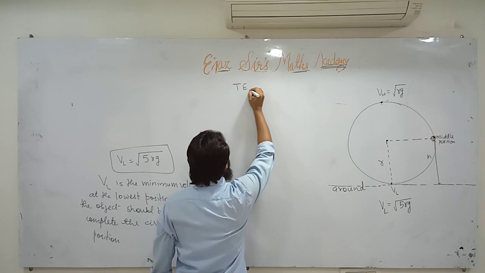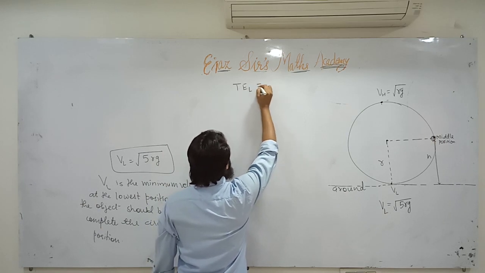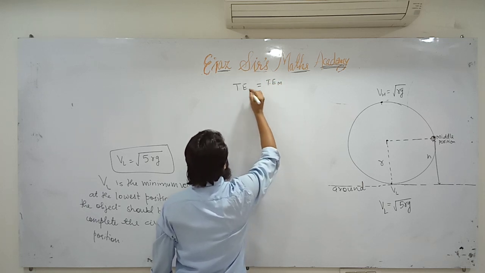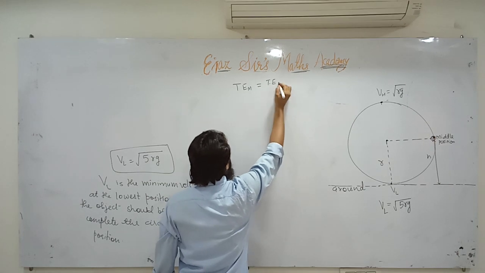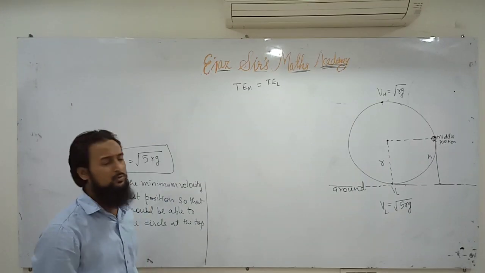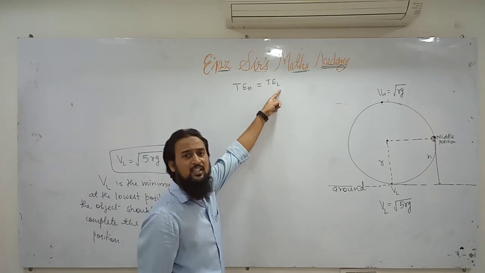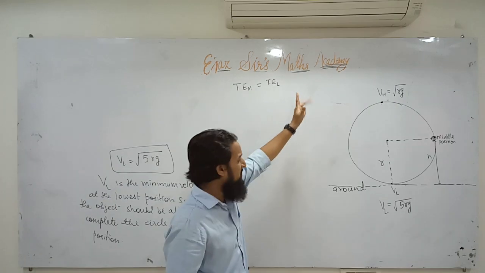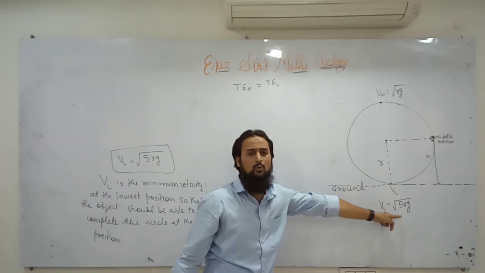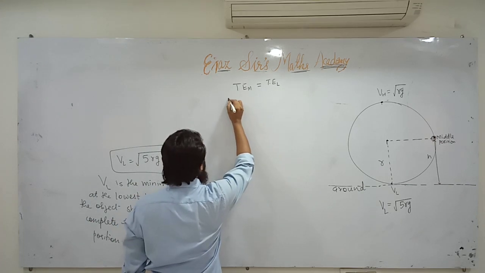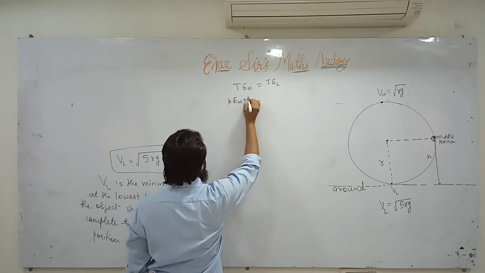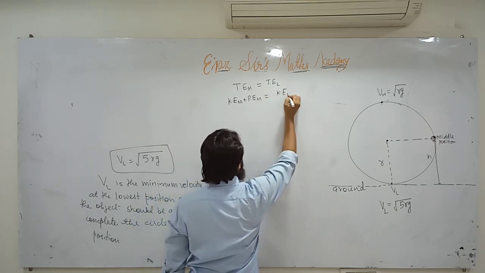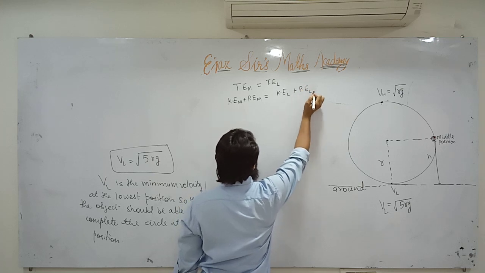Let us take total energy at the lowest point is equal to total energy at the middle point. Understood? If we take total energy at the highest point also, it will give the same result. Put VH is equal to root Rg and we will get the same result. Here it is the lowest point, so we will put VL is equal to root 5 Rg. So kinetic energy at the middle position plus potential energy at the middle position is equal to kinetic energy at the lowest position plus potential energy at the lowest position.